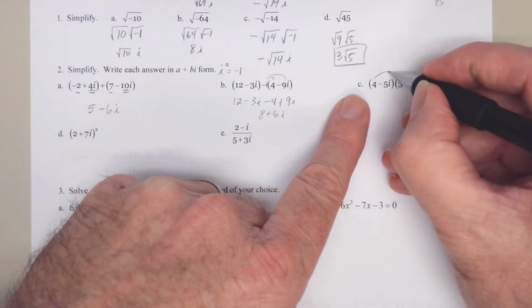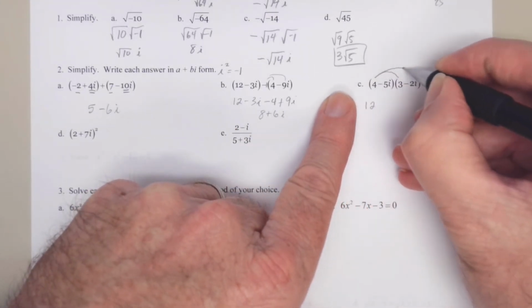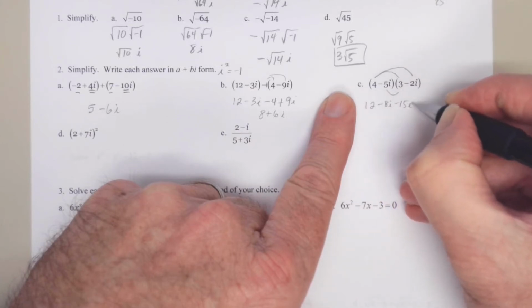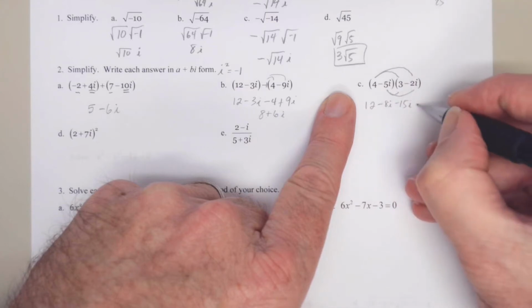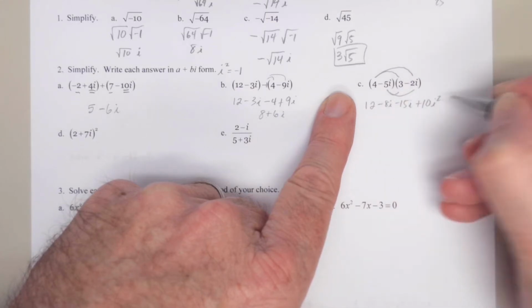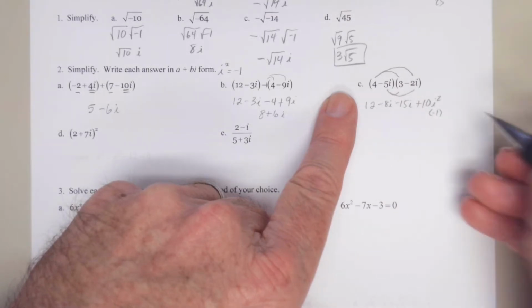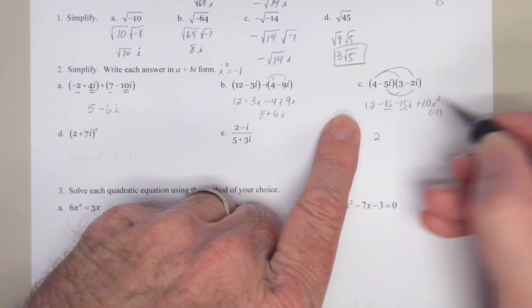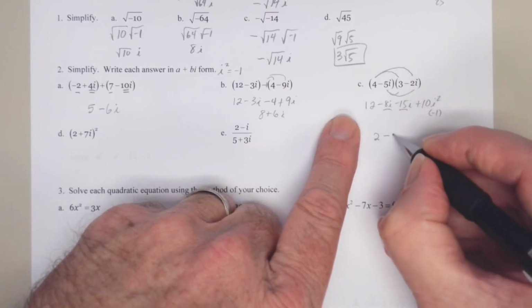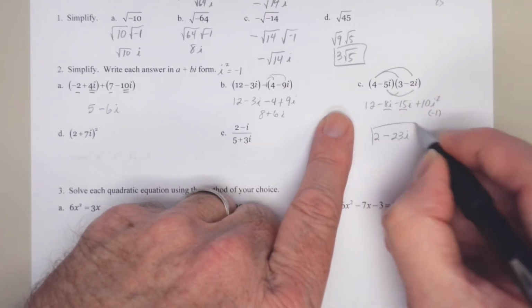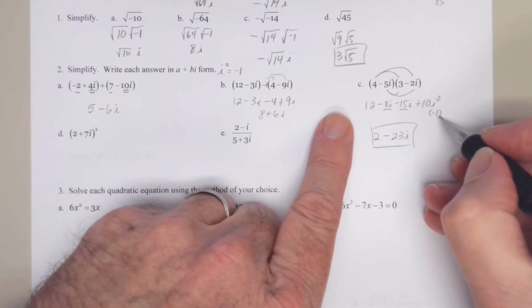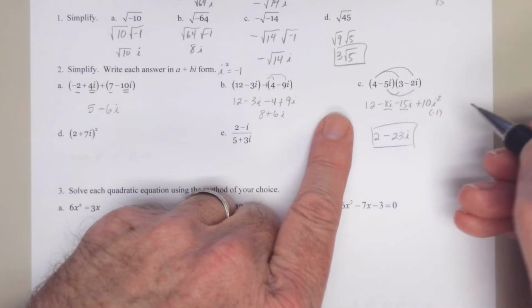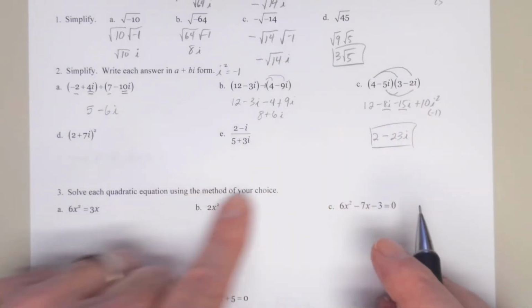Here we're going to FOIL, so we'll get 12 minus 8i minus 15i plus 10i squared. Now remember, i squared is -1, so really this is -10 and 12, which is 2. And these guys are i terms. We can combine them together. We get minus 23i. So remember, if you have an i squared, you have to change that to a -1. It's 10 times i squared, so 10 times -1, it just changes the sign. -10 and 12 gave us the 2.